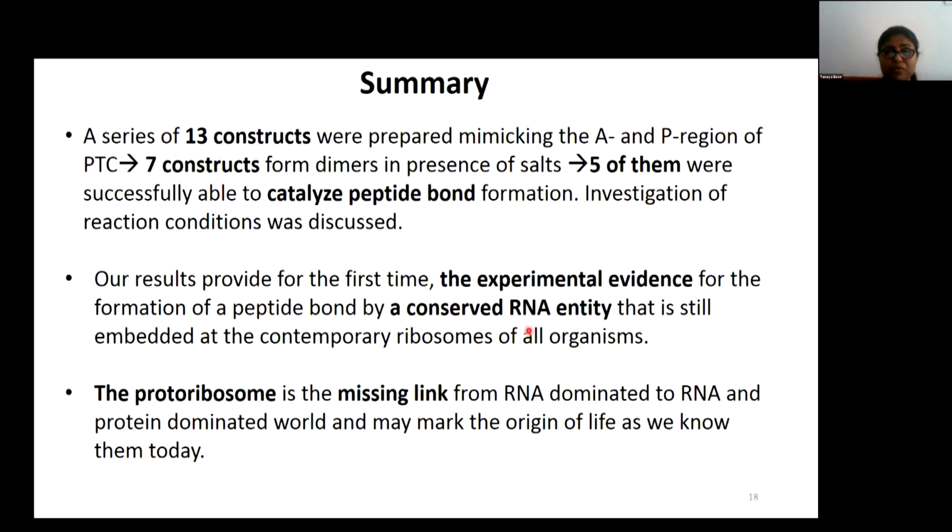Our results provide for the first time the experimental evidence for the formation of peptide bond by a conserved RNA entity that is still embedded in the contemporary ribosome of all organisms. The proto-ribosome is the missing link from the RNA dominated to the RNA and protein dominated world and may mark the origin of life as we know it today.